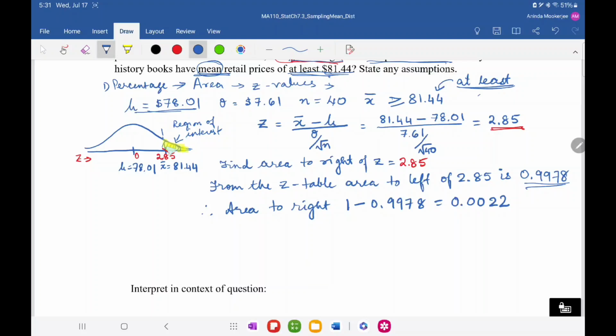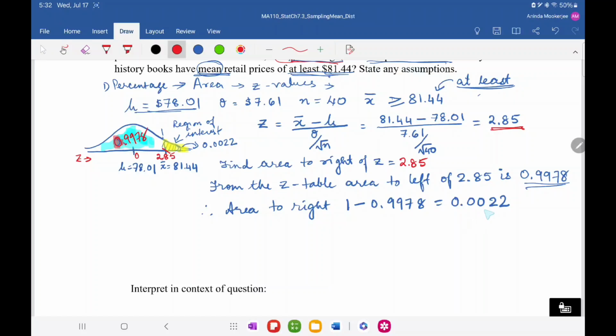So that means this area here is 0.0022, and all this area to the left is what we found from our table. That was 0.9978. All right, you get the picture. Sorry, it's a little bit clumsy.